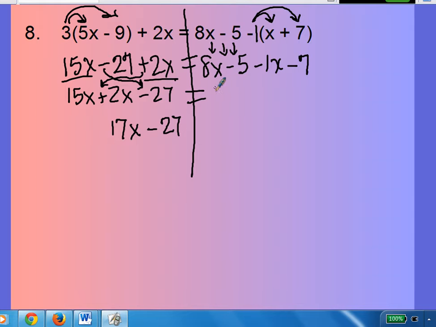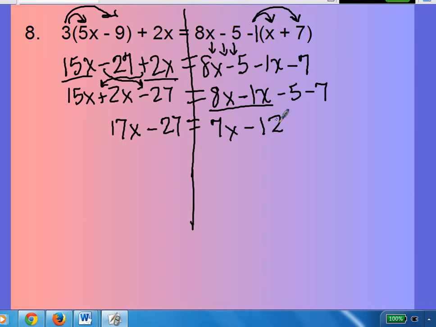Over here on this side, I'm going to rearrange as well. 8x minus 1x minus 5 minus 7, and I'm going to combine these two. 8 minus 1 is 7x, negative 5 minus 7, negative 12. Alright, so now I've got both sides as simple as I can make them.